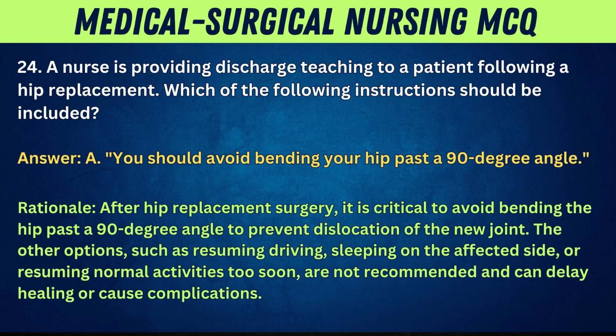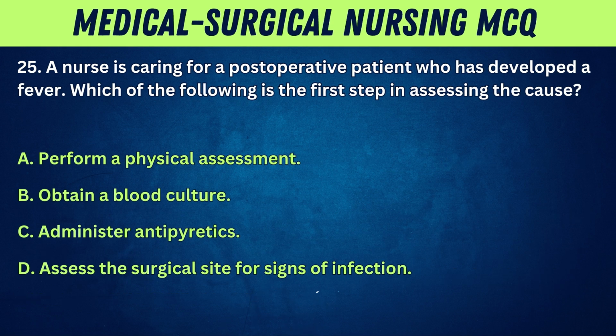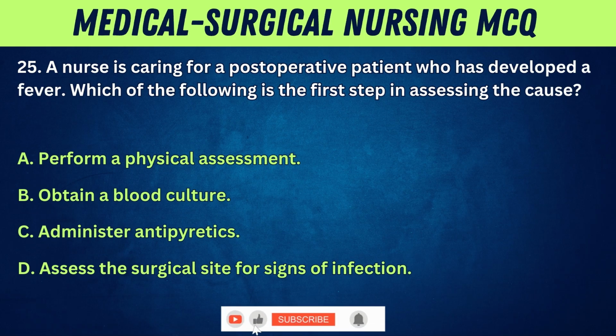The other options, such as resuming driving, sleeping on the affected side, or resuming normal activities too soon, are not recommended and can delay healing or cause complications. 25. A nurse is caring for a postoperative patient who has developed a fever. Which of the following is the first step in assessing the cause?